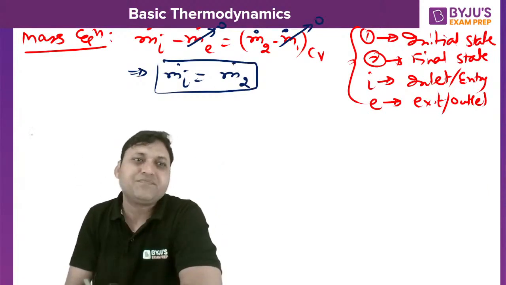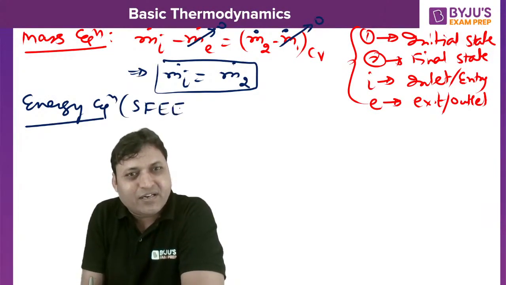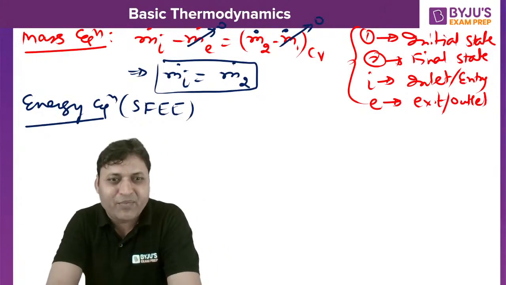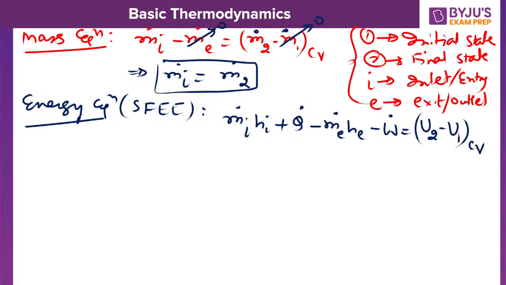That is one relationship. Then if we write the energy equation, the first law of thermodynamics, I am directly writing the expression. It is m dot i Hi plus q dot minus m dot e He minus w dot is equal to U2 minus U1, the change in internal energy of the control volume. That is how we get the energy equation. I hope you are comfortable with developing this energy equation or first law and mass conservation.